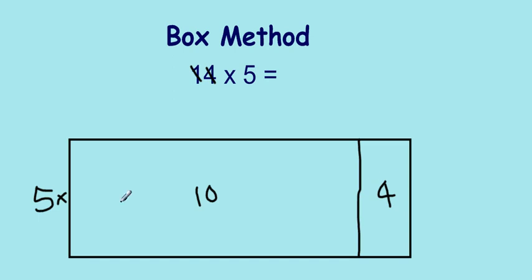Next thing we need to do is multiply this digit here by that one. Anything by 10, you just put a 0. You pretend it's 5 times 1 and you put a 0 on the end. So this becomes 50. 5 times 10 is 50, plus 5 times 4 is 20.